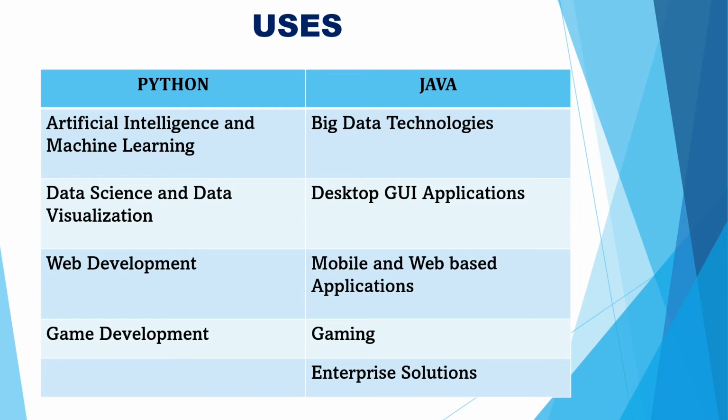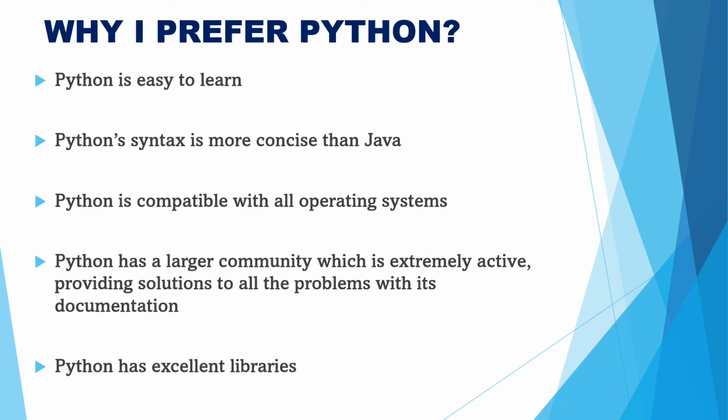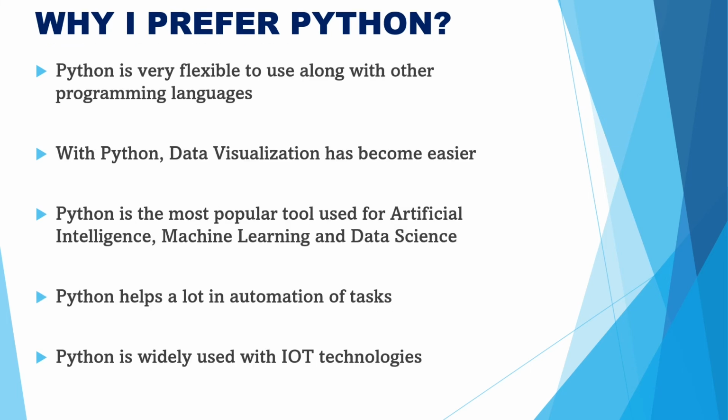Okay, now we have discussed the differences between Python and Java. So apart from the above differences, why do I prefer Python? Let's see that. Python is easy for all to learn, which makes it the popularly used language. Python syntax is more concise than Java. Python has a larger community which is extremely active, providing solutions to all the problems with its documentation. Python has excellent libraries which we can use to save our time. Python is very flexible to be used along with other programming languages.